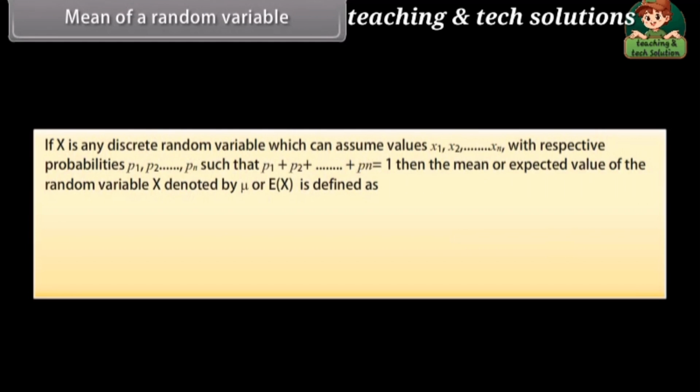Mean of a random variable. If X is any discrete random variable which can assume values x1, x2 up to xn with respective probabilities p1, p2 up to pn, such that p1 + p2 + ... + pn = 1, then the mean or expected value of the random variable X, denoted by mu or E(X), is defined as mu = E(X) = summation from i = 1 to n of pi xi, where summation from i = 1 to n of pi = 1.